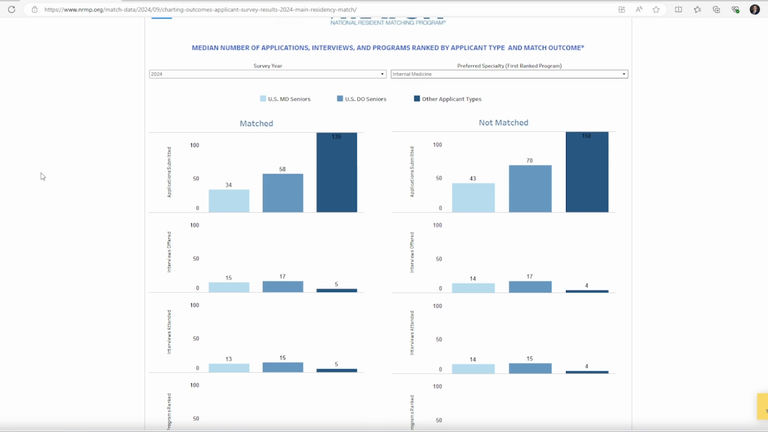So use this data to guide how many programs you should apply to, but the ultimate decision will depend on what kind of programs you're applying to, what kind of programs you're targeting, whether you need a visa or you don't need a visa, how strong your application is, and of course, very importantly, your financial situation.